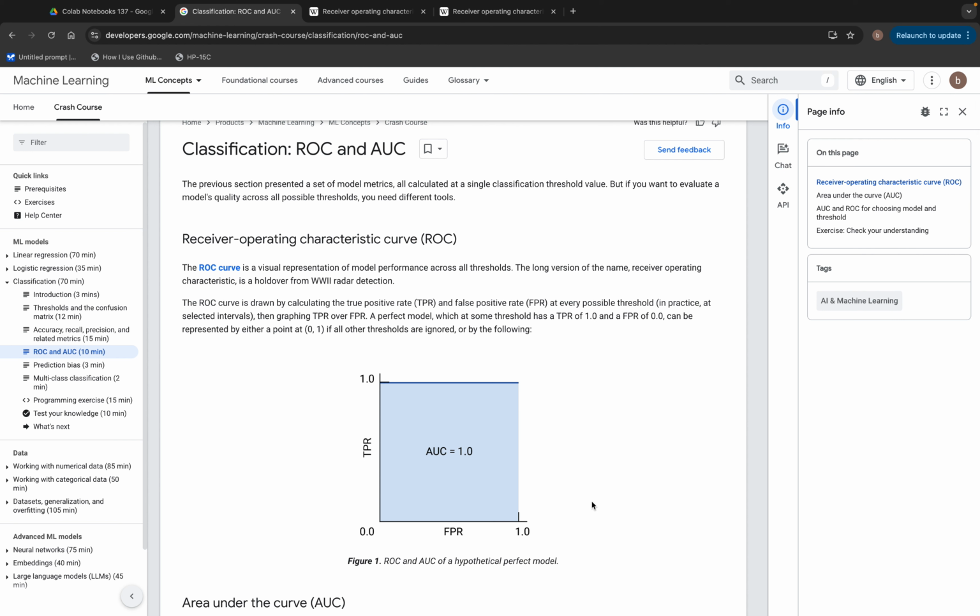Let's talk a little bit about ROC curves and area under the curve. It's one of my favorite topics, and also really important, because one of the most important things about machine learning is that you need to be able to do a good evaluation of your machine learning tool. And there are lots of different metrics.